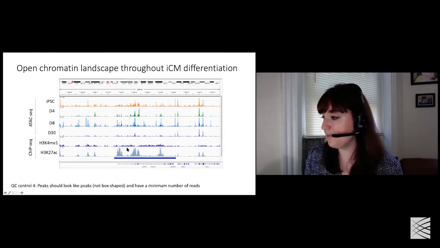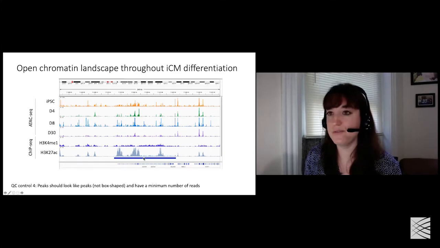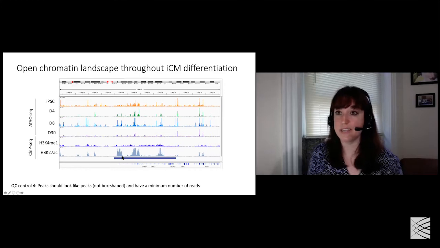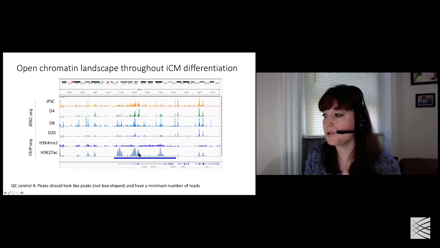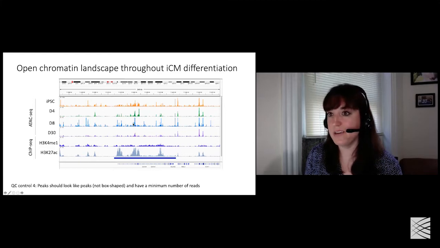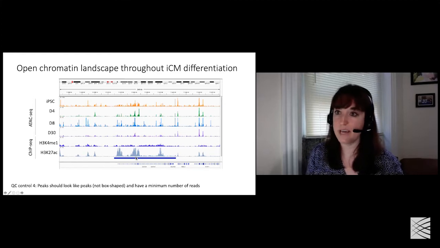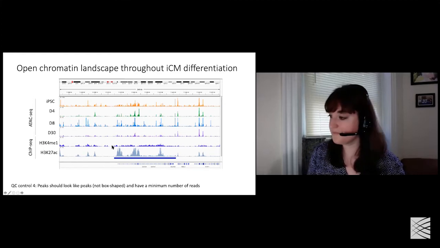It's also nice to compare regions of open chromatin by ATAC-seq to regions of enhancer activity, for example, with H3K27 acetylation ChIP-seq. You can see that these peaks do overlap and that the ChIP-seq data is a little more broad than the ATAC-seq data if you're looking at broad peaks like histone marks.